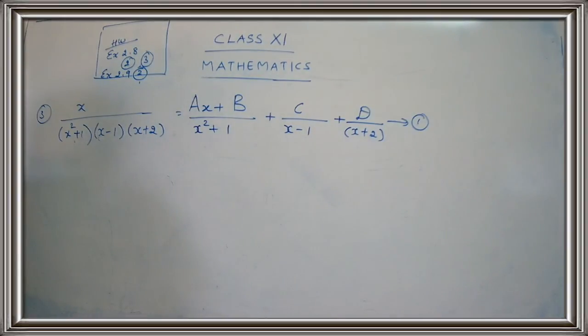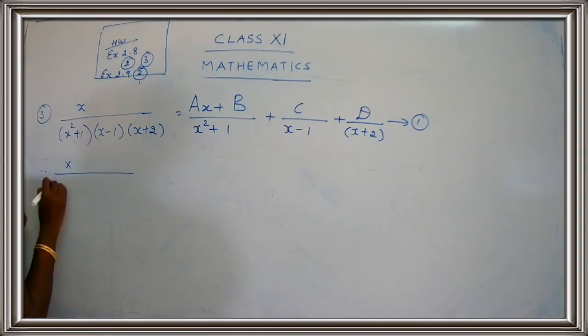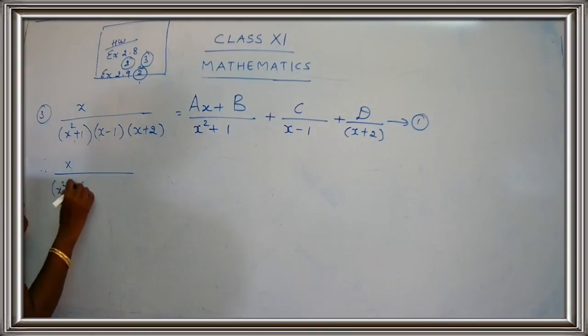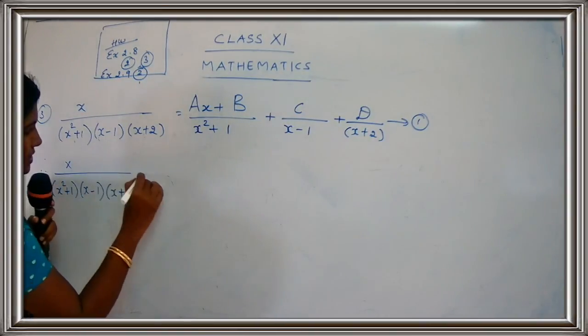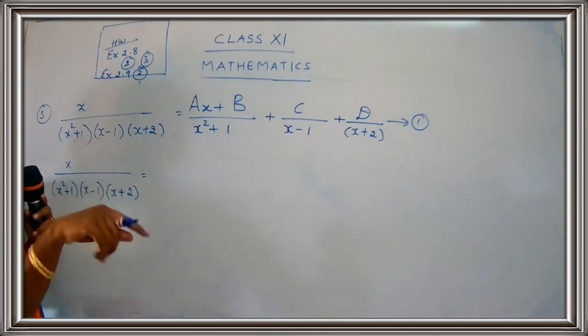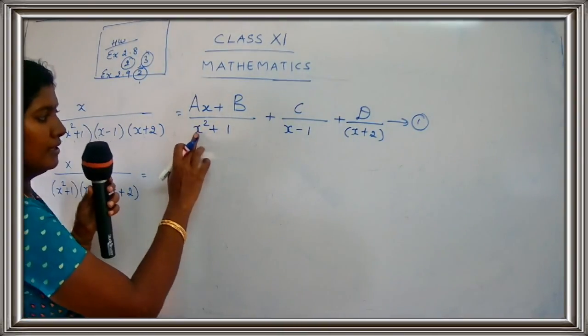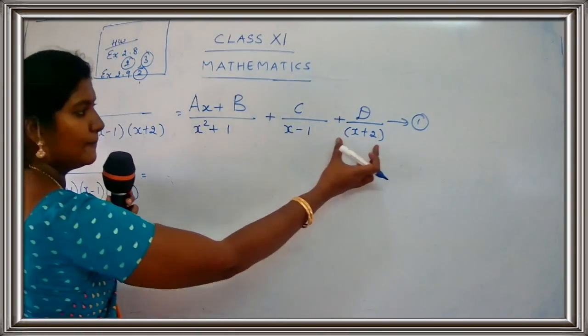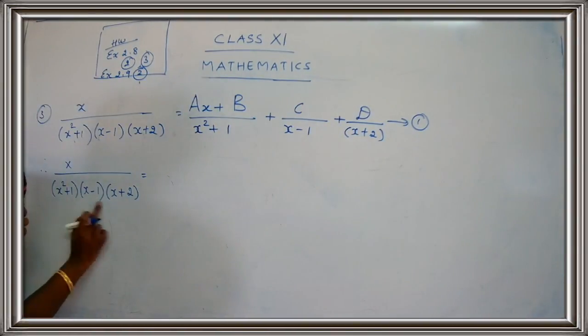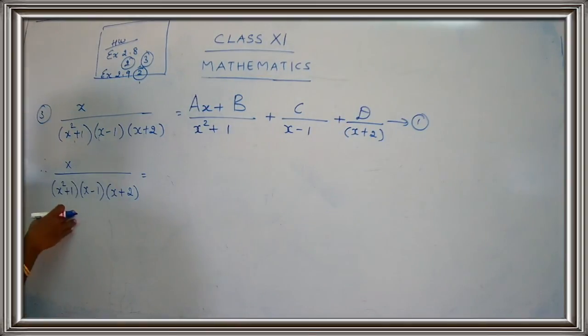Shall we proceed now? Okay, so let us go for the next step. Therefore, x upon (x square plus 1)(x minus 1)(x plus 2) is equal to, just cross multiply, that's a very easy thing. Here we have x square plus 1, yes, children. So which terms are missing? x minus 1, x plus 2. That means I should get the same denominator as on the LHS, so that I can cancel the denominators and solve the numerator part.